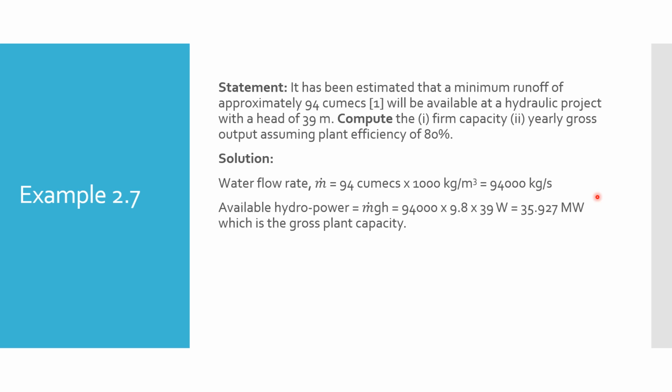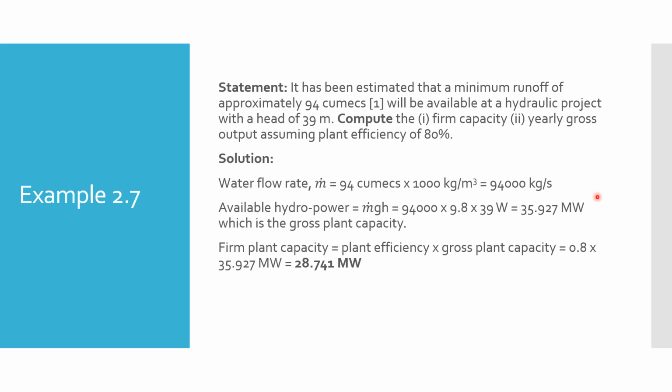Now you have to find out firm capacity, which you can easily calculate by using the plant efficiency. By firm capacity, we mean how much electrical energy can be taken from this plant. So you simply multiply the gross plant capacity with the efficiency to get the firm capacity. Firm plant capacity is equal to plant efficiency into gross plant capacity, or 0.8 into 35.927 megawatts, or 28.741 megawatts. So this plant is able to give you 28.741 megawatts. Obviously, it is a small hydroelectric power plant.